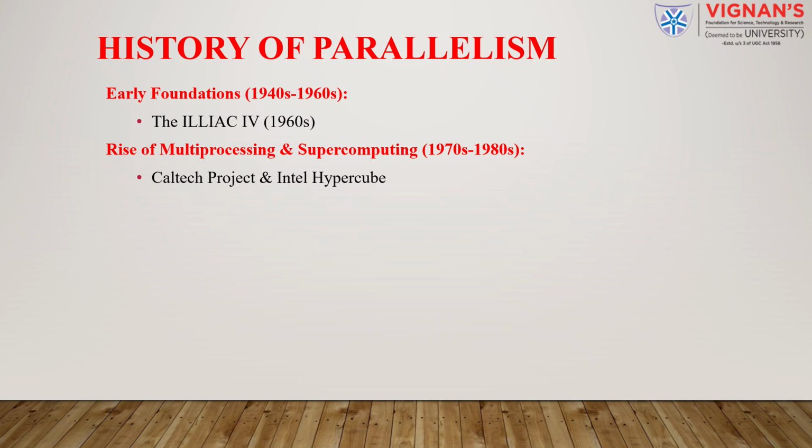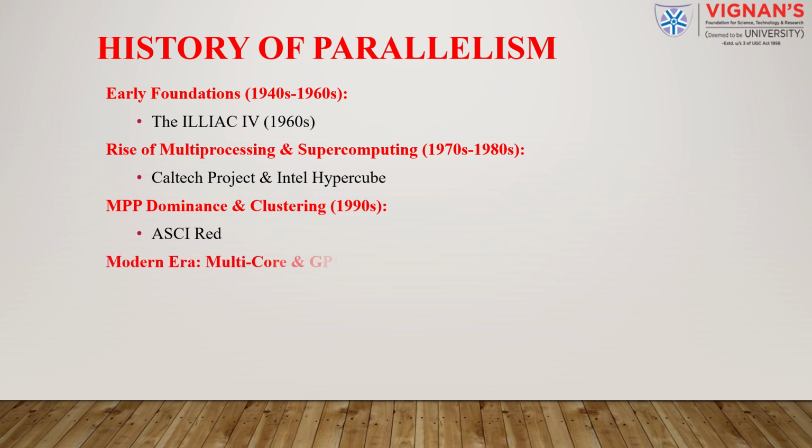The 1990s. This decade was defined by MPP, massively parallel processing, dominance, and the emergence of clustering. A famous example from this time is ASCI Red, the first supercomputer to reach the teraflops performance barrier. Modern era, 2000s to present. Today, we rely on multi-core CPUs and GPGPU, general-purpose computing on graphics processing units. These technologies drive the modern supercomputers that handle everything from weather forecasting to deep learning.